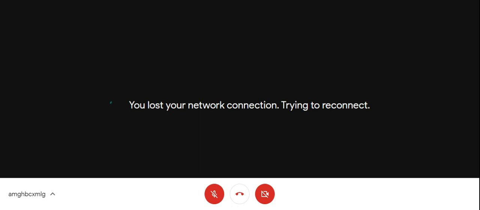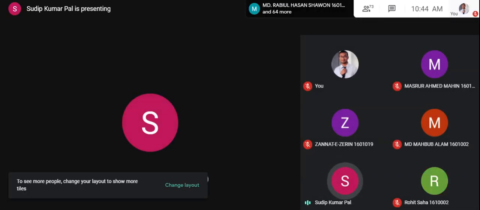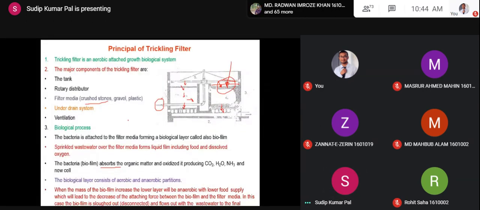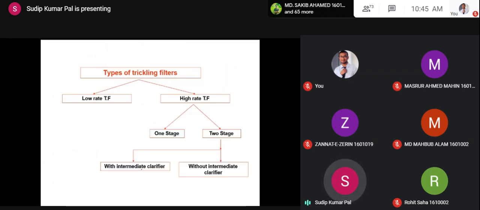When the thickness increases, the top layer is obviously aerobic with more supply, because water is coming from the top, as a top feeding to the filter system. And then obviously the bottom layer is not getting enough food. So in that case, they cut off some of this layer and take it out from the system, and that becomes solid, and then it settles as a solid material in the sedimentation tank.